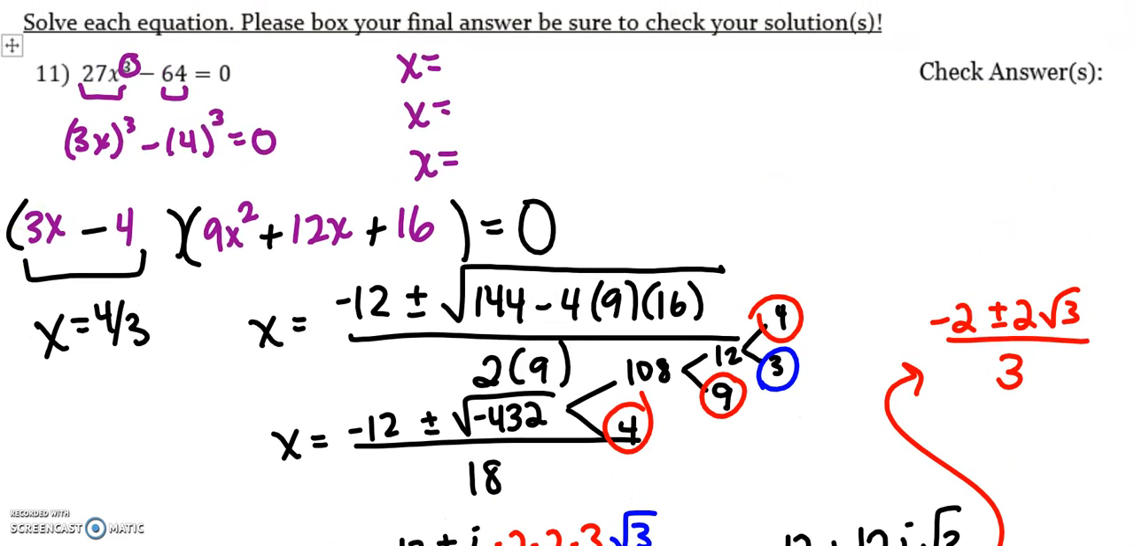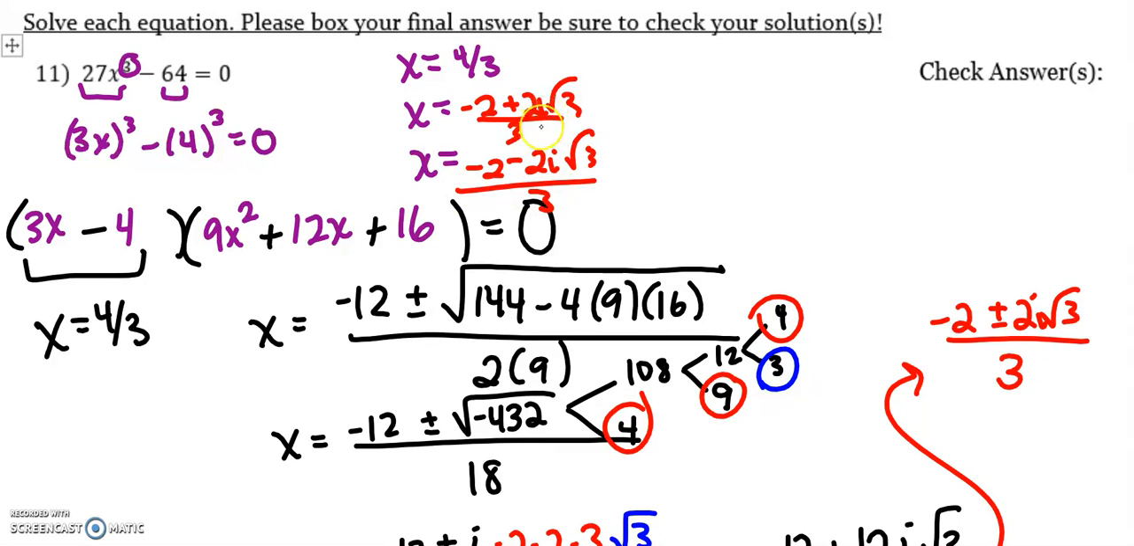So again, I was supposed to have 3 answers. One of them was 4/3. That one was not bad. This other one, kind of a doozy. Negative 2 plus 2i root 3 over 3, and negative 2 minus 2i root 3 over 3.